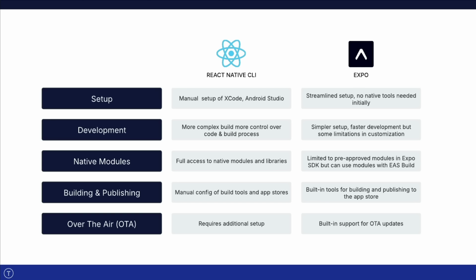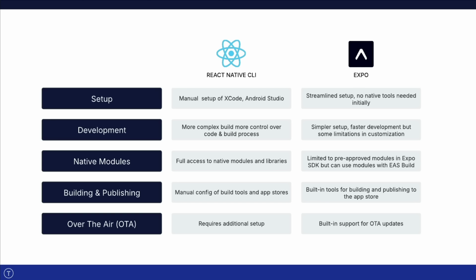With the native CLI, you do have full access to native modules and libraries. With Expo, it's a bit limited, but you can use something called EAS, which is Expo Application Services, and this allows you to build custom native code and extend functionality beyond that managed workflow. And this is obviously something that you would look at later down the line. So with both methods, you can build and publish to the app stores.